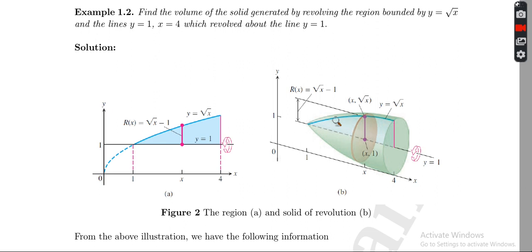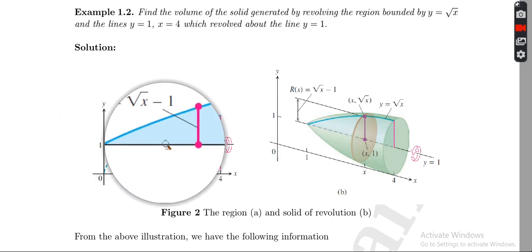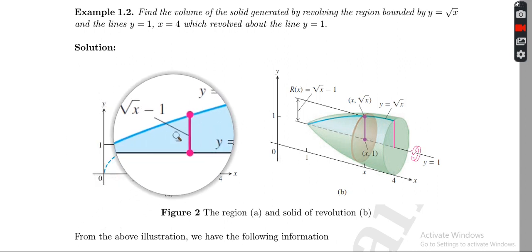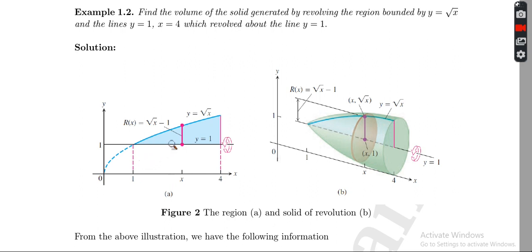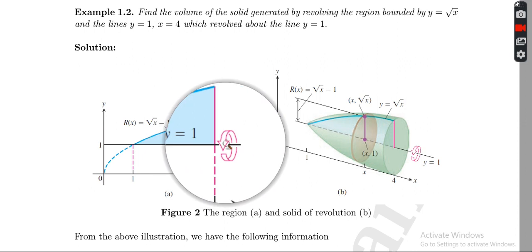of x. So, it's the same function given in example 1.1. The region is also bounded by the lines y equals 1, and then we have x equals 4, which revolve about the line y equals 1. Okay, so ito yung region, ito yung ating function, that's y equals the square root of x. This is your line y equals 1.